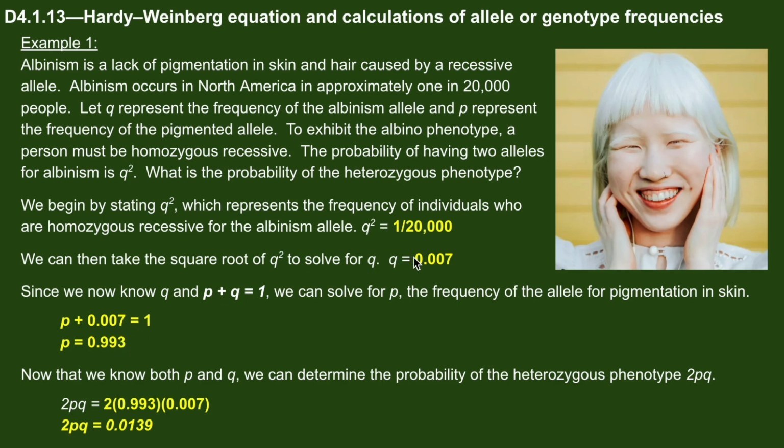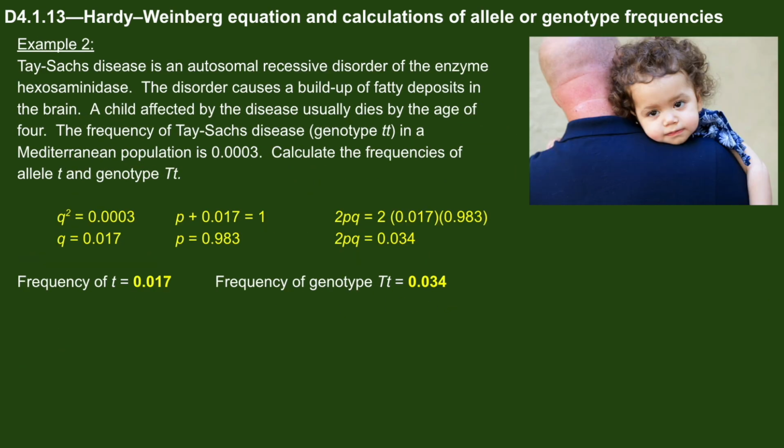Once you have your P and your Q values, then you can say any of the following things. You might be asked for the probability of the heterozygous phenotype, like this problem, where you would just take 2PQ, or you could be asked for the P squared. So once you have P and Q, you can answer any questions.